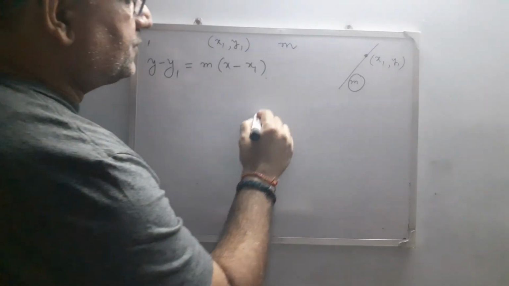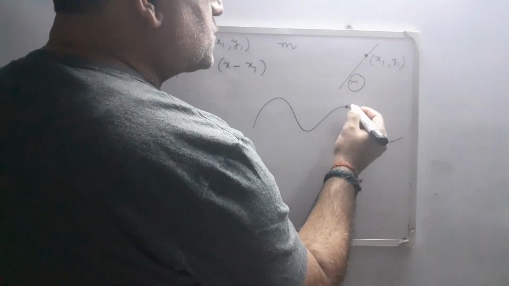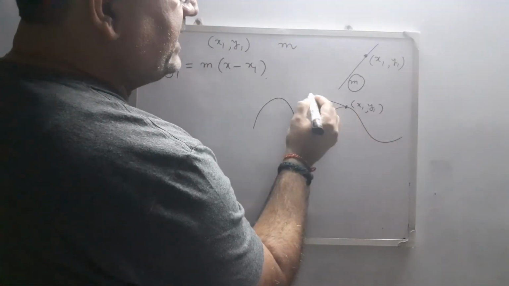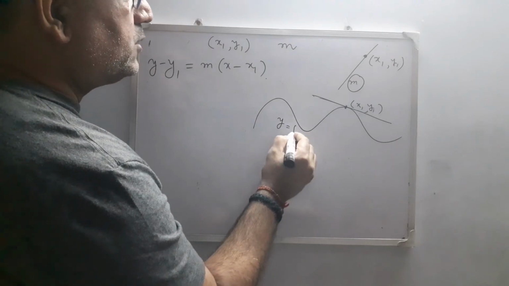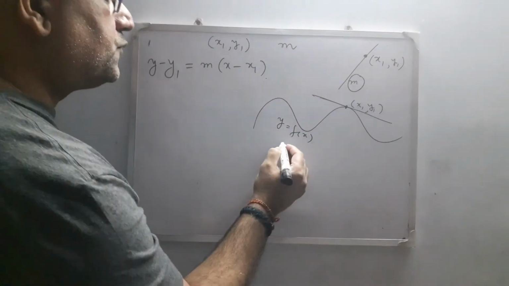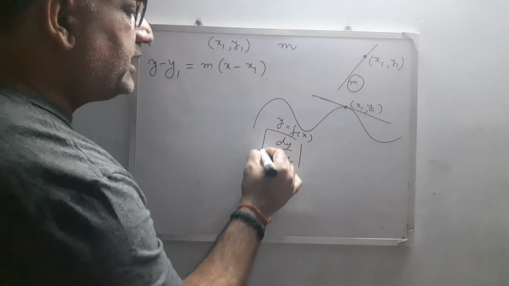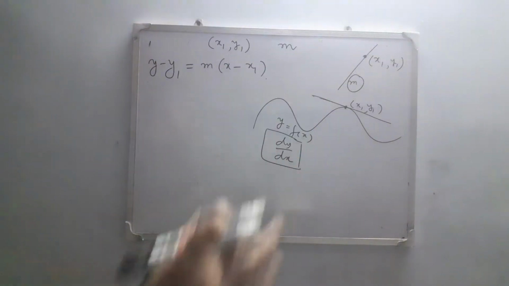Suppose we have a curve, any curve. Now there is a point, say (x1, y1). On this point, if you want to write the equation of tangent, say this is the equation of the curve y = f(x), then try to find dy/dx. This dy/dx will represent the slope of all the tangents to the curve at any point.